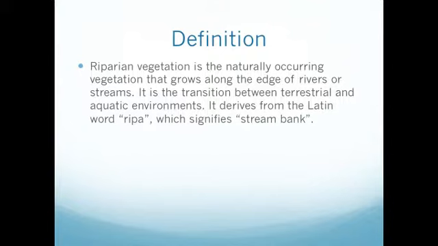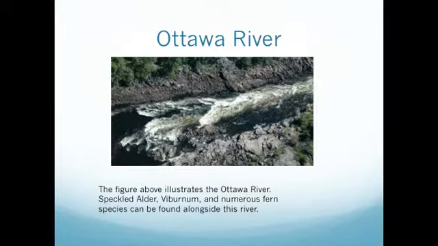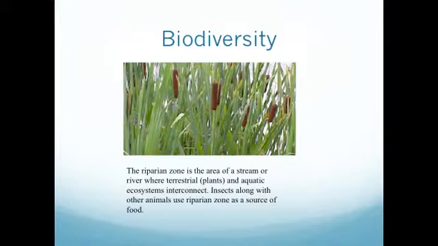The figure above illustrates the Ottawa River. Speckled alder, numerous fern species, as well as viburnum, can be found alongside this river. The area of a river where plants and aquatic ecosystems interconnect or live in symbiosis is known as the riparian zone.